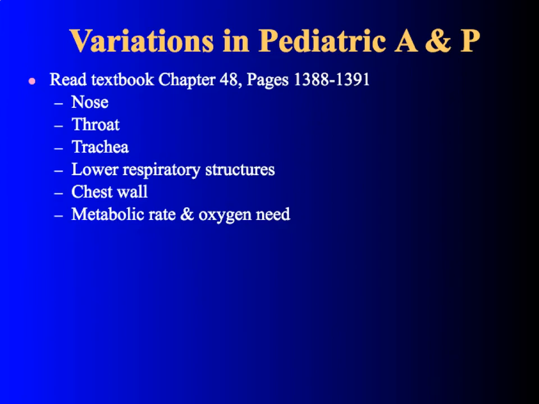You need to read your textbook, Chapter 48, pages 1388 and 1391, which go into great detail regarding variations in the pediatric anatomy and physiology. These 2 pages will tell you the exact differences between the adult and the child. I will go into detail for some of them, but you should read all of them and take notes on them, because you will be responsible for the information.